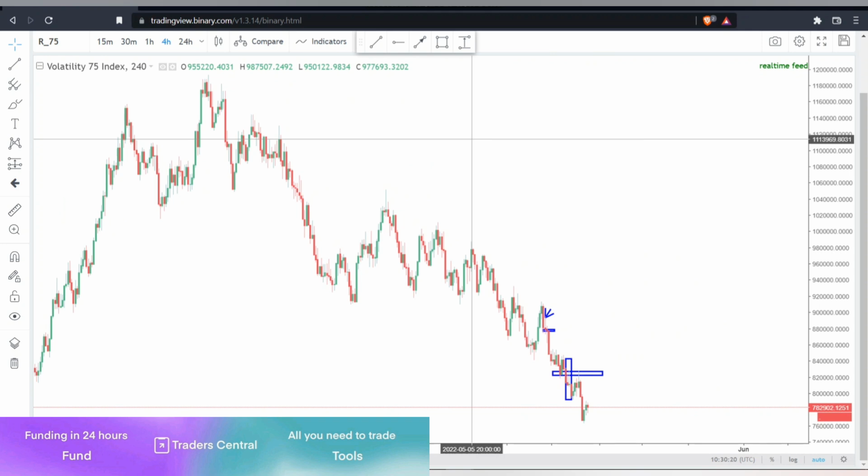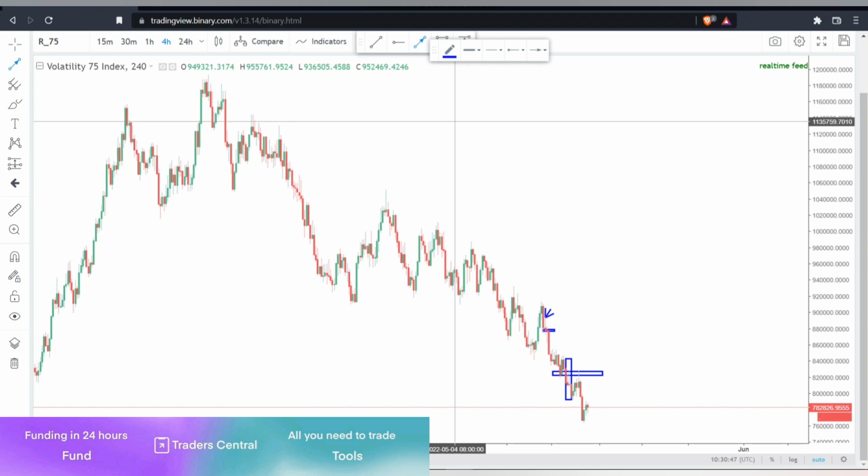And before doing analysis, there are things that we have to know. And one of the things that you have to know is the current trend of that pair that you are looking to take future entries on, right? And as we can see on our volatility 75 index on the 4H time frame, it is very, very clear on a downtrend.